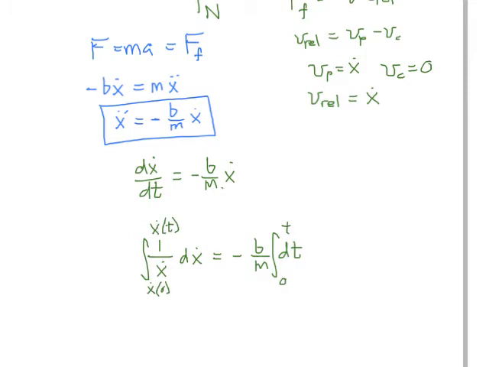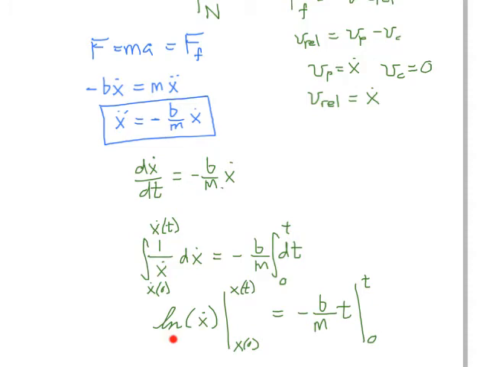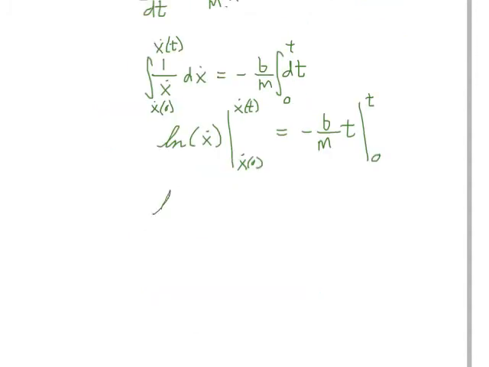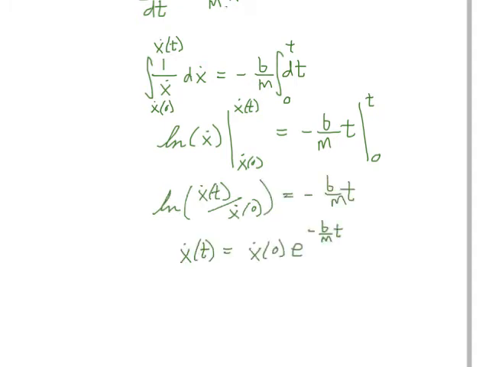We integrate both sides. So the left-hand side integral is the natural log of x dot, and then the right-hand side is negative b over m multiplied times t. We reduce the left-hand side to the natural log of a proportion equal to negative b over m t. And then solving for x dot, solving for the speed, we get this relationship in which we see here an initial speed at time 0, and then it decreases exponentially with a time constant of m divided by b.